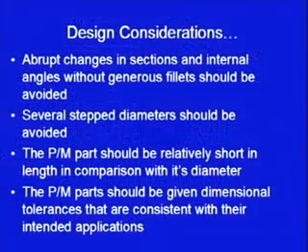Now, further design considerations are that abrupt changes in sections and internal angles without generous fillets should be avoided. In the cross section of the powder metallurgy product that we are designing, abrupt changes should not be there. Abrupt changes are like the diameter in one section being very large, and in the adjoining section being very small. So, abrupt changes in the cross section should be avoided.